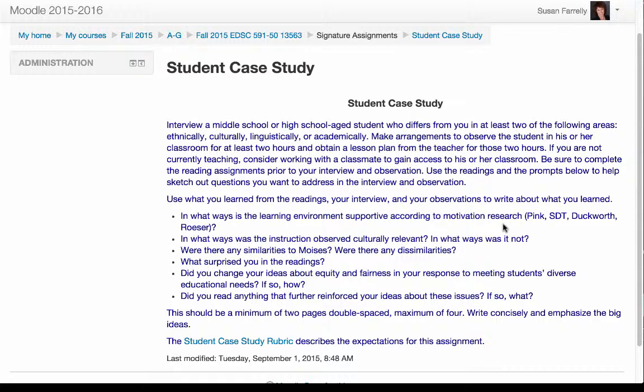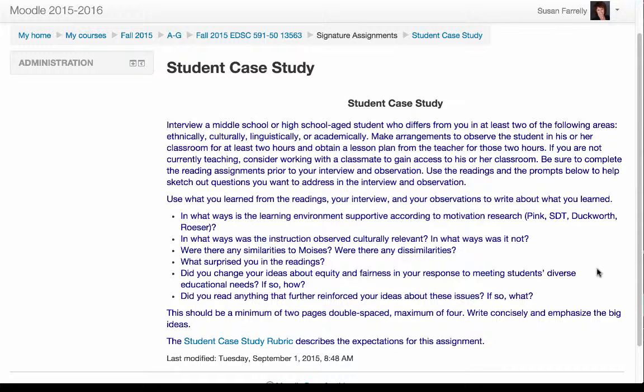This can be a student that's in one of your classes, but it works best if you have a chance to watch them being instructed by somebody else. You should read the questions and the prompts, and you'll notice this is tied very closely to the viewings and the readings you're going to do in this module. So you should do the readings as early as you can in the process. All of these will help you develop your interview questions and give you a keener eye during your observations.